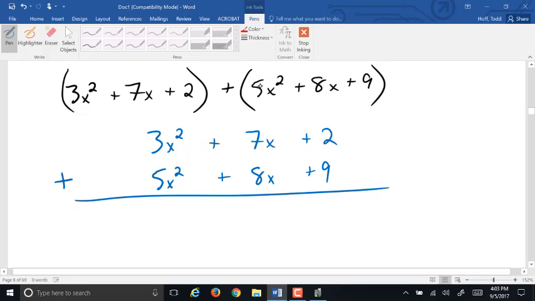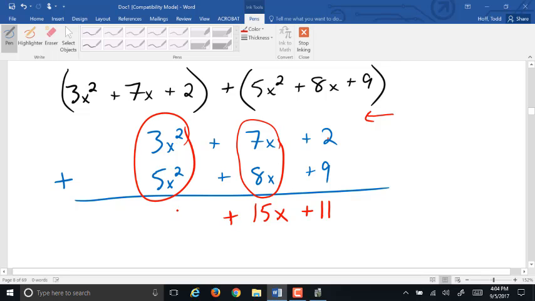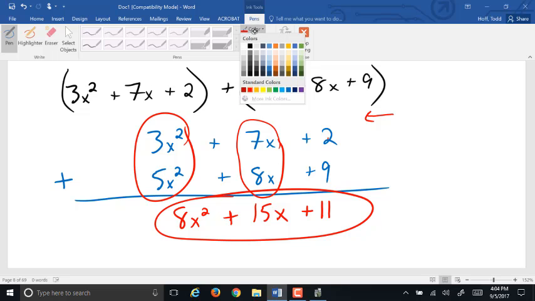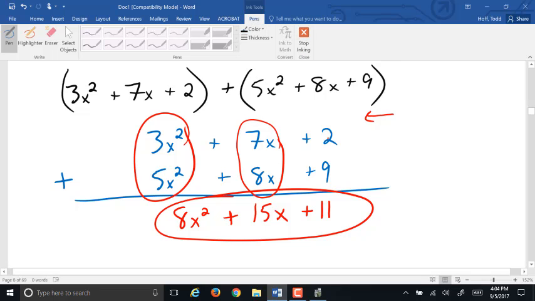So we can go left to right or right to left here. We're used to going right to left, so let's do that. What is 2 plus 9? It's 11. Now it's positive, so I'm going to put a plus in front of it. What is 7x plus 8x? 15x. Again, that's positive, so I'm going to put a plus in front of it. 3x squared plus 5x squared? 8x squared. And that's it. That's all there is to it, to adding those algebraic numbers or polynomials.